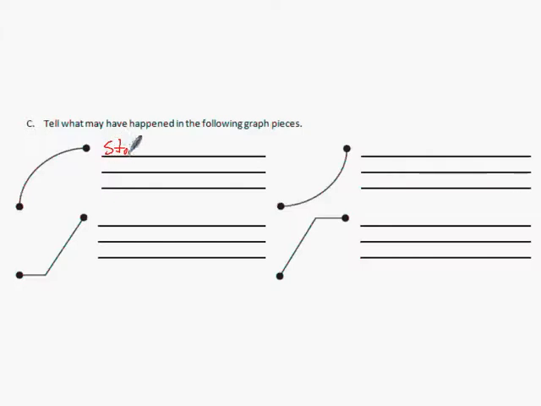So they started fast, then slowed down. Over here, looks like we have the opposite. Looks like they start out slow and then they go faster, faster, faster, faster, faster. So they started slow, then went faster.